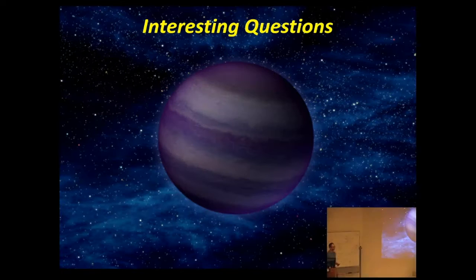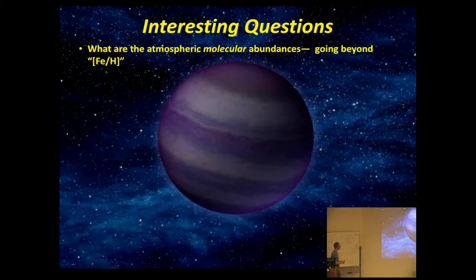So what are some interesting questions that I want to answer or ask with brown dwarfs? What are their molecular abundances? A lot of brown dwarf interpretation has been borrowed from the stellar atmosphere community, where everything's about Fe over H. What is the metallicity? But we want to do better than that.